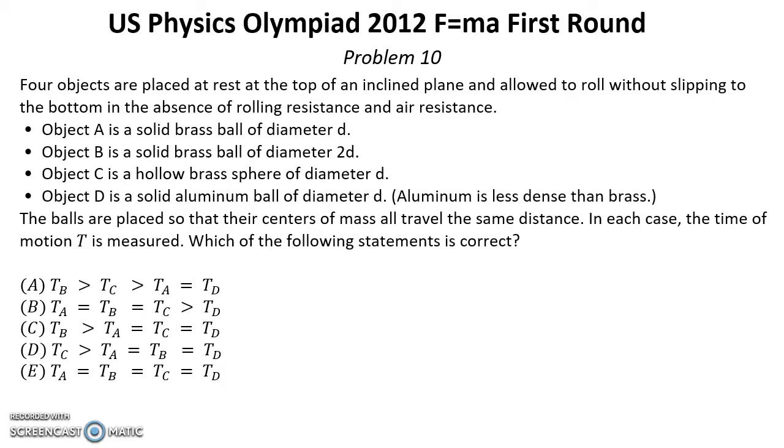Object A is a solid brass ball of diameter d. Object B is a solid brass ball of diameter 2d. Object C is a hollow brass sphere of diameter d. Object D is a solid aluminum ball of diameter d. Aluminum is less dense than brass.